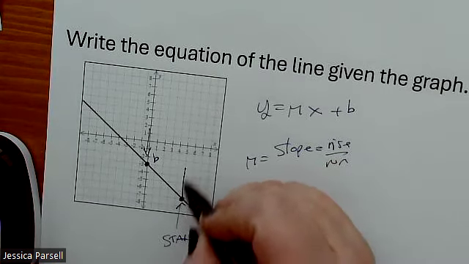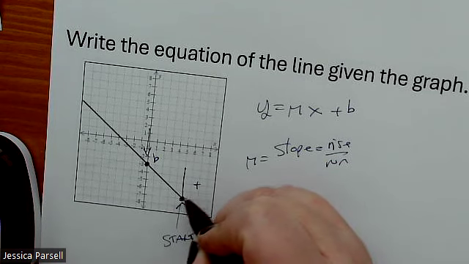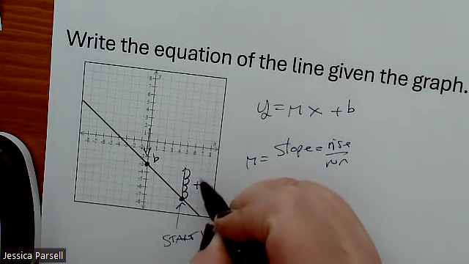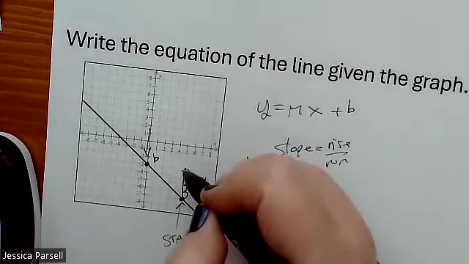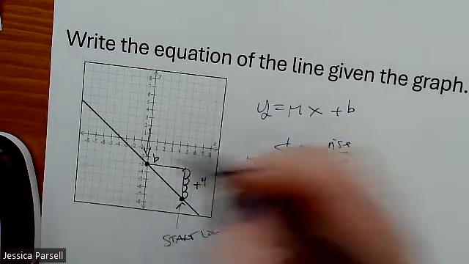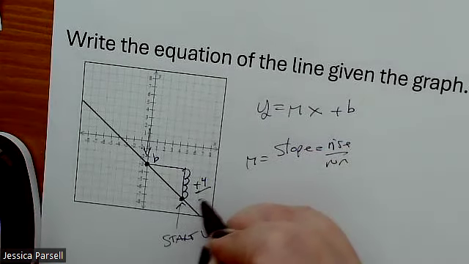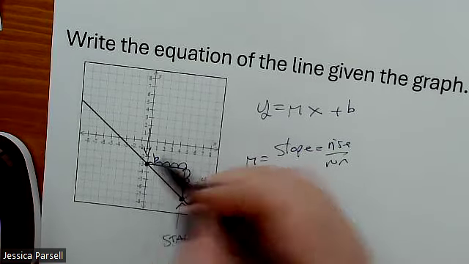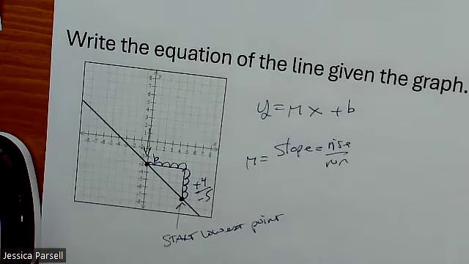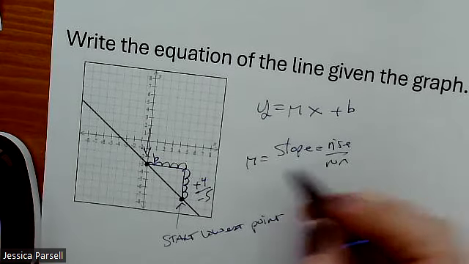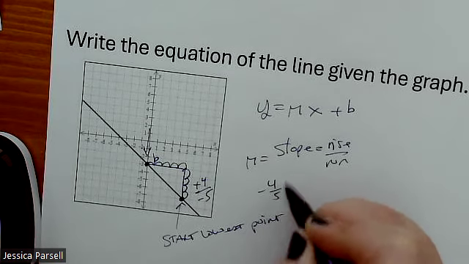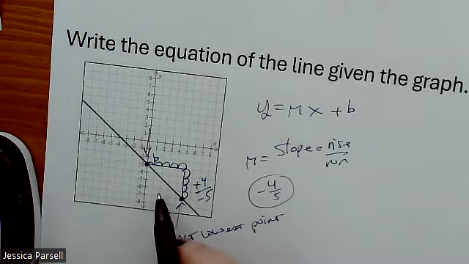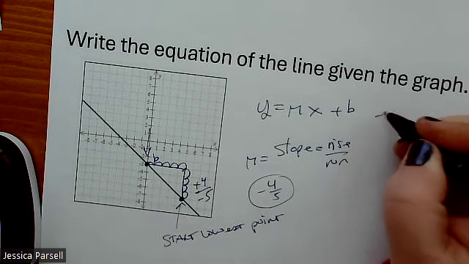So when you're rising up, it's positive. And I went up 1, 2, 3, 4. But then I turned left. And when I turn left to get to my destination, that's going to be a negative sign. So I go 1, 2, 3, 4, 5, negative 5. So my slope is really negative 4/5. That's my slope. And my y-intercept is negative 3.